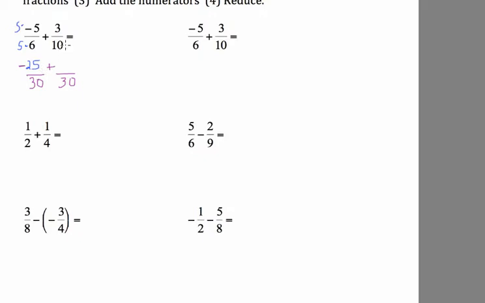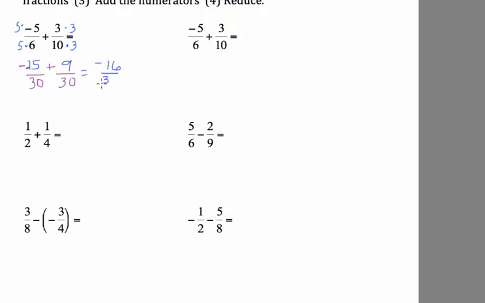Okay. How did 10 get turned into 30? Well, times by 3. So I'll times by 3 on the top too, giving me 9. I have turned -5/6 and 3/10 into their equivalent fractions. Next, I add the numerators. -25 plus 9. Think money. You're $25 in the hole. You win 9 back. You're still in the hole, but not as far.